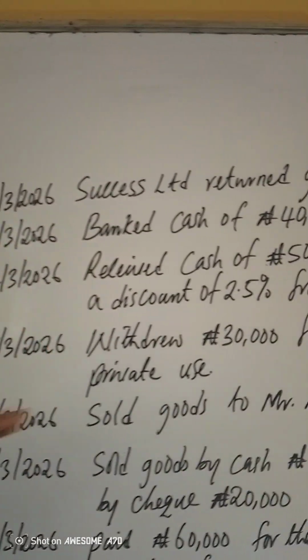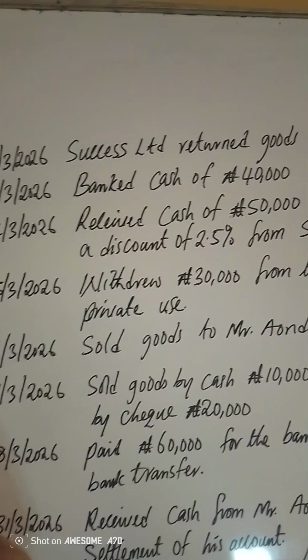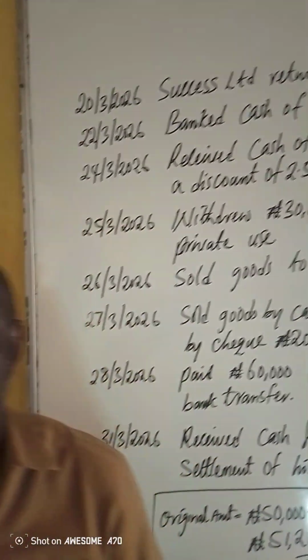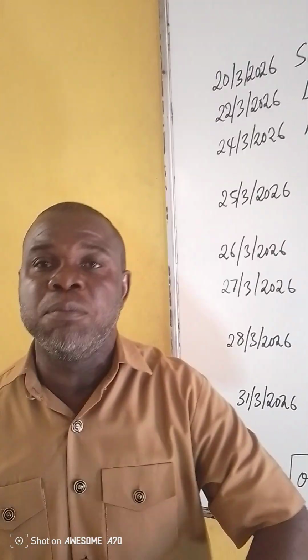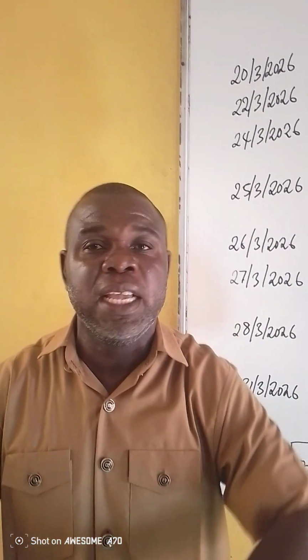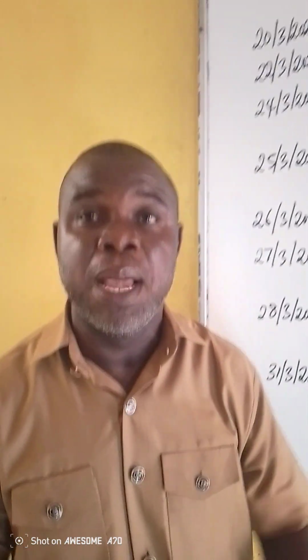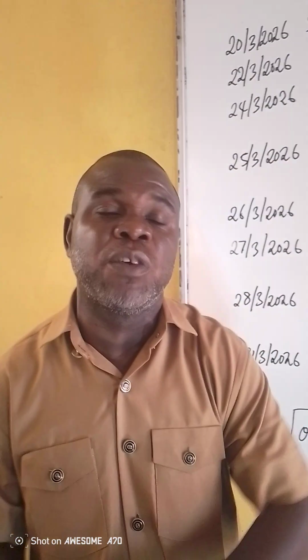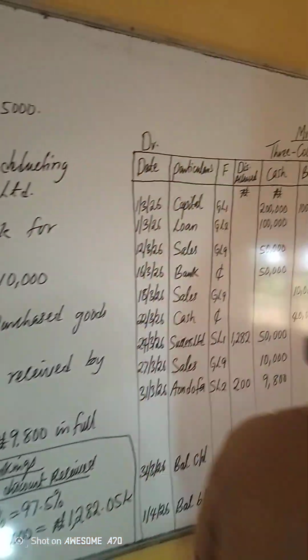Second, bank cash of 40,000. Bank cash of 40,000 is a contra entry. Bank cash simply means the business has taken cash to deposit into the bank. This is an entry that, if you're not careful, you might not realize is a contra entry. Bank cash means cash taken from the business to deposit into the bank. So in short, the business has banked its cash. So it's a contra entry. Let's go and see how we record it.